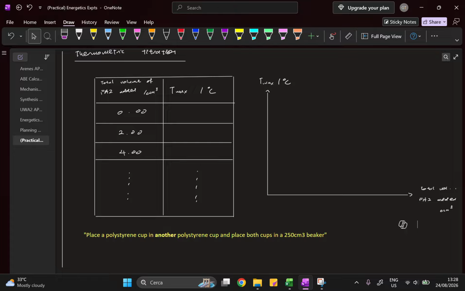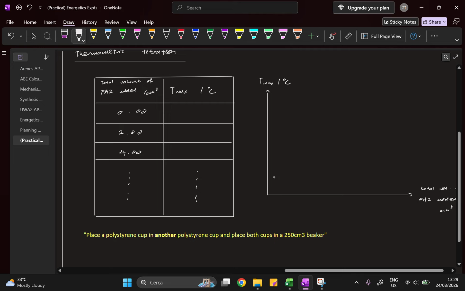Okay, for this one, you should get a curve. So don't take a ruler out. Don't take this ruler out. Okay? You should get a curve.